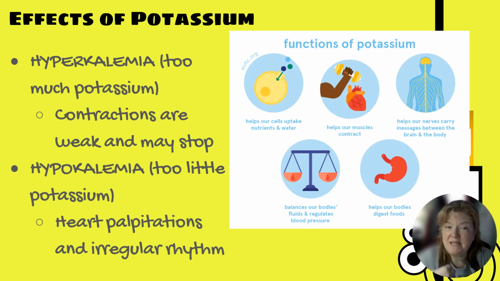Now, the effects of potassium. So hyperkalemia, too much potassium. The contractions are weak and may stop. So you can see it's a little bit reversed from the calcium. In hypokalemia, where we have too little potassium, we can have heart palpitations and irregular rhythm to our heartbeat.